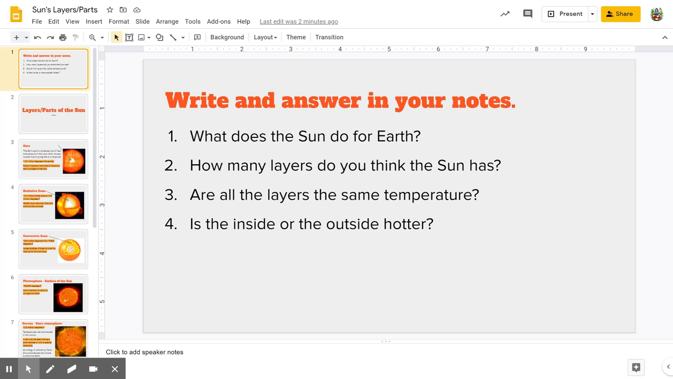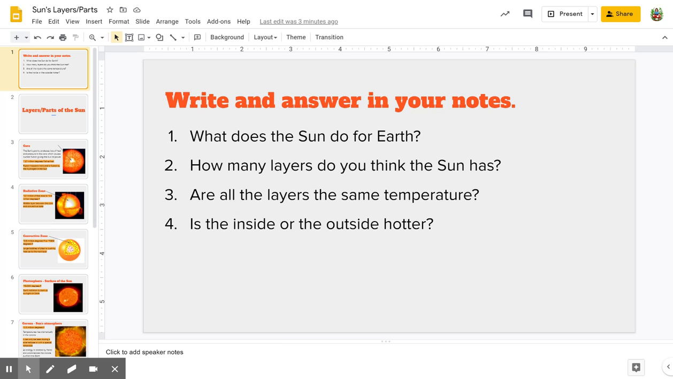It gives us light so that we can see. It gives the plants light so they can grow. And as long as the plants are growing, the animals can eat those, and we can eat the plants, and we can eat the animals. So the sun gives us a whole lot of stuff. So we wouldn't be able to survive without the sun.